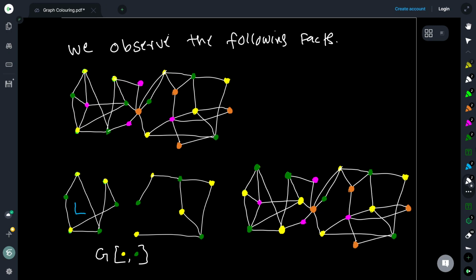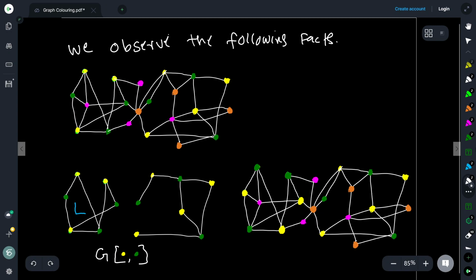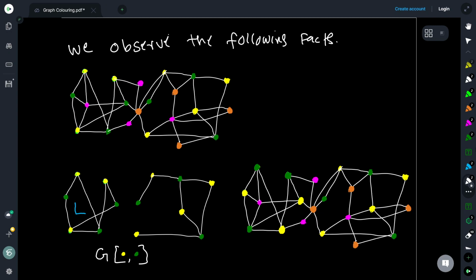You can of course select any number of colors that you want, and then you will get different subgraphs. So pick yellow and green here and then look at the subgraph here. Now it happens that there are two components of this in this case. So we have these two components. One of them I call L.